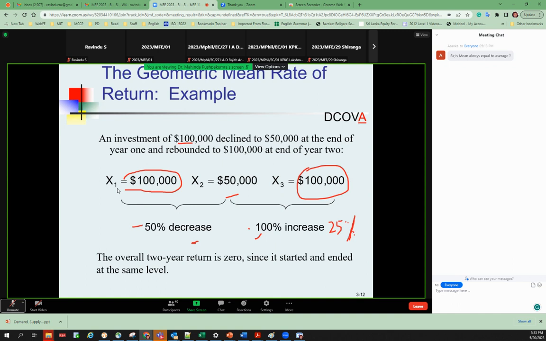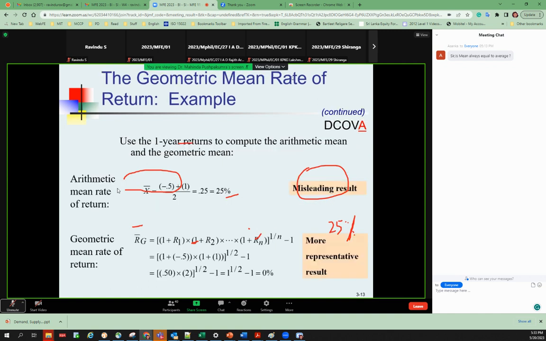Is it correct? It is not correct. It is misleading. We don't have an average return of 25%. Then this is the way to calculate geometric rate of return.